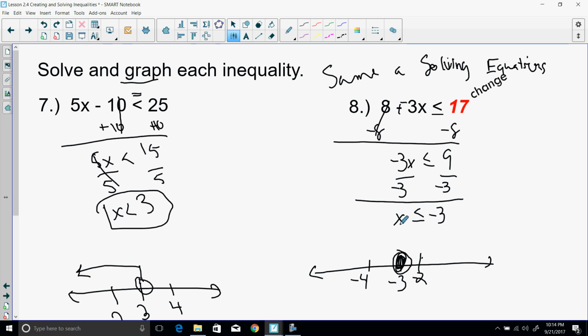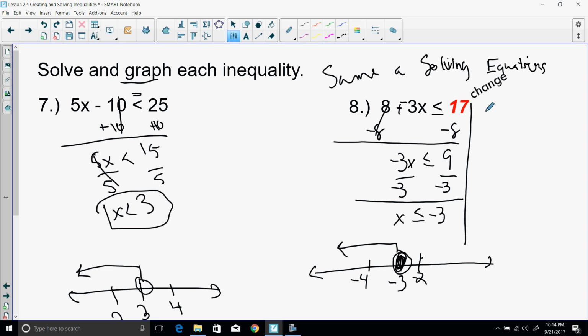And where are my solutions? It says x is less than negative 3. All right, so I'm drawing my arrow in that direction. Now here's what we're going to do. We're going to test this to make sure it's true, because if we did it right, we should get a true statement, right? If I plug in negative 4 for x, I should get a true statement. Well, let's try it over here.